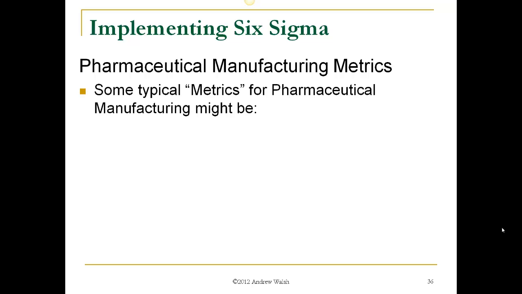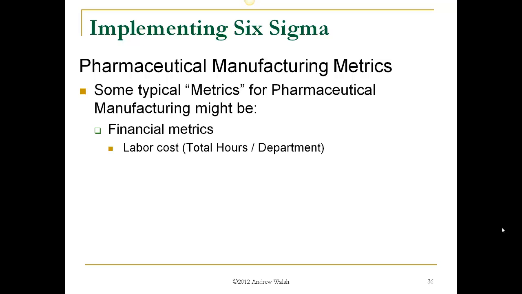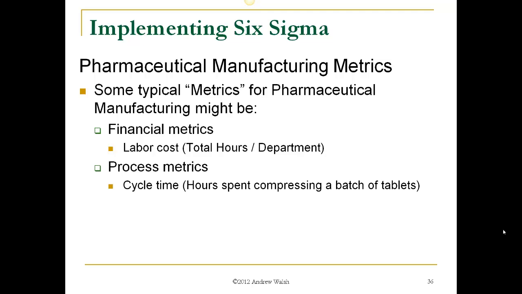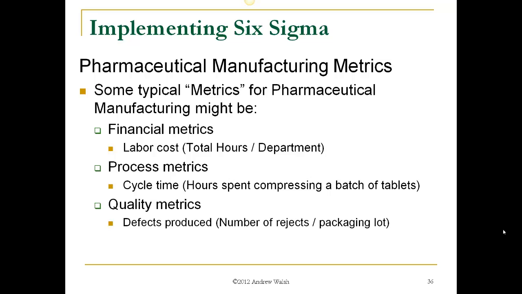Pharmaceutical manufacturing metrics. Some typical metrics for pharmaceutical manufacturing might be something like this. For financial metrics, are labor costs, the total hours for a department. Process metrics, the cycle time, how many hours spent compressing a batch of tablets, let's say. Quality metrics, the defects produced, the number of rejects per packaging lot.